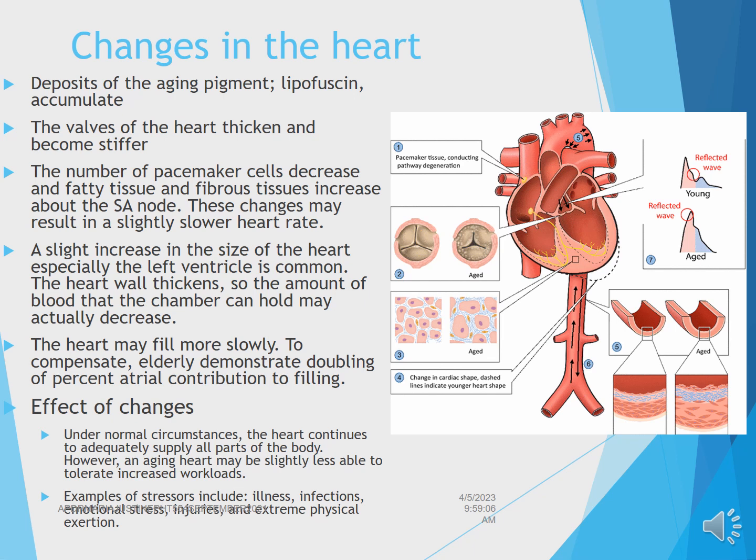Right? So under normal circumstances, the heart continues to adequately supply all parts of the body. However, an aging heart may be slightly less able to tolerate increased workloads. Okay, for example, stresses like illness, infections, emotional stress, injuries, and extreme physical exertion.